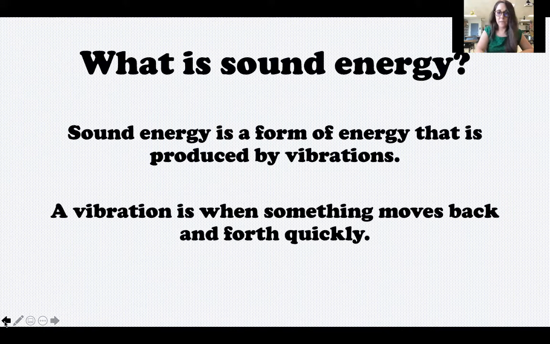So let me go back. An example of a vibration is, put your hand right here on your throat and say something. Can you feel something moving? That's a vibration. Inside of your throat are something called vocal cords. And whenever you talk or sing or hum or make noise, they vibrate. They move back and forth very, very quickly. And that pushes the air out of your mouth and creates a sound wave. And that sound wave travels to people's ears and goes inside the ear and hits the eardrum and creates another vibration. And that's how we're able to hear sounds.